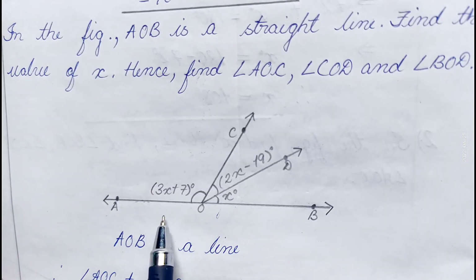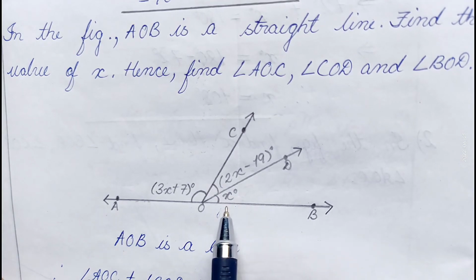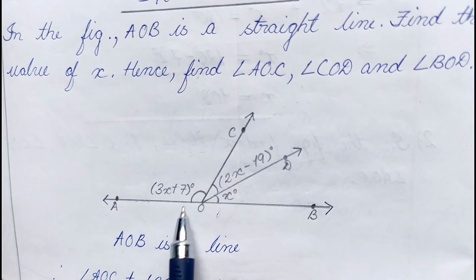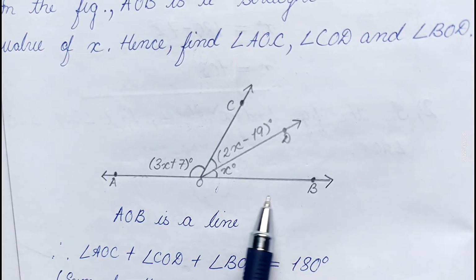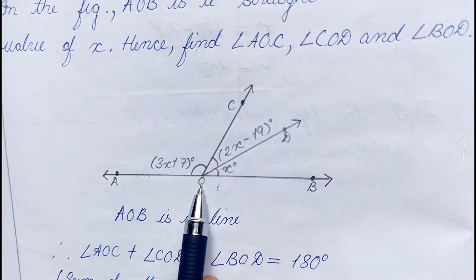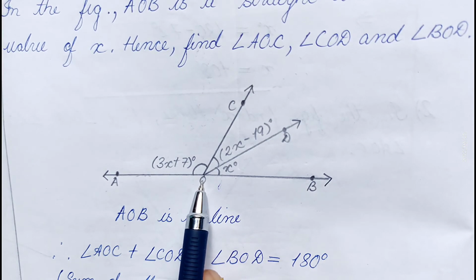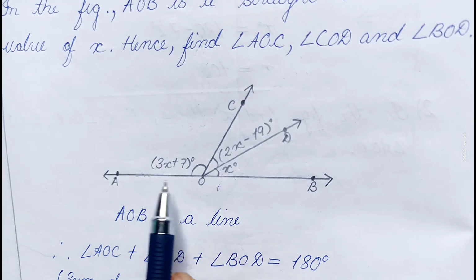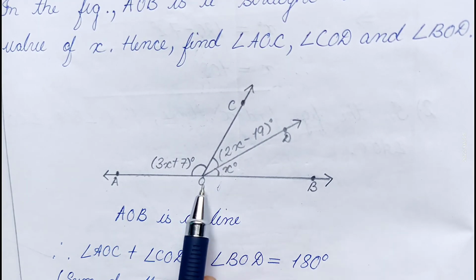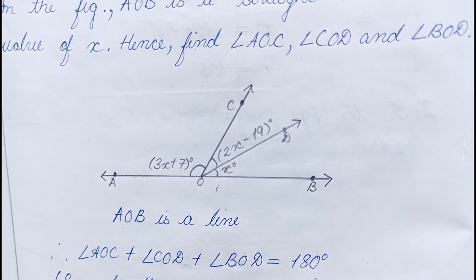In question number 3, it is given AOB is a straight line. We have to find the value of x first, then we have to find angle AOC, then COD and BOD. Here AOB is a line and O is a point on it, and we know the sum of all angles formed on the same side of a line at a given point is 180 degrees. So the sum of these three angles will be 180. So we can write AOC plus COD plus DOB, the sum of these three angles will be 180 degree.